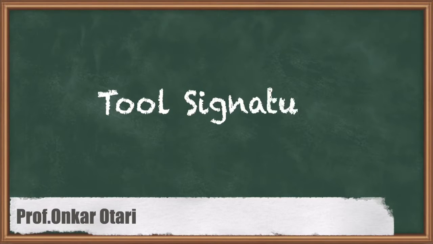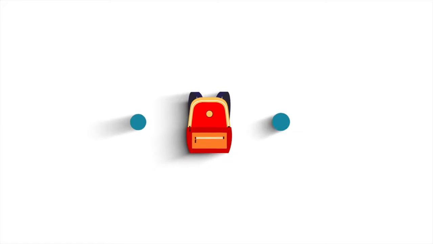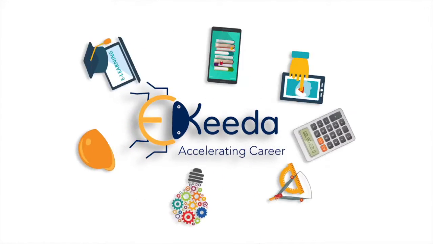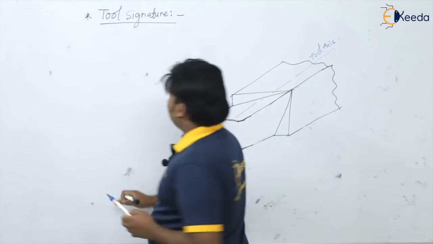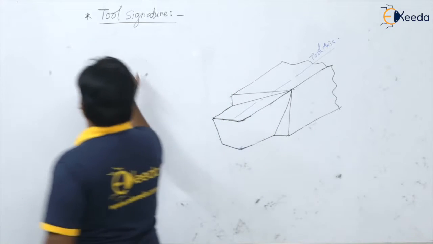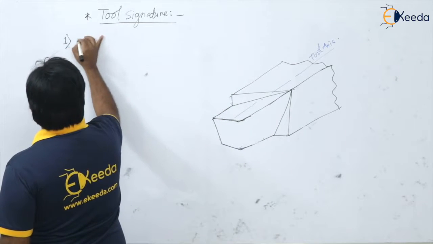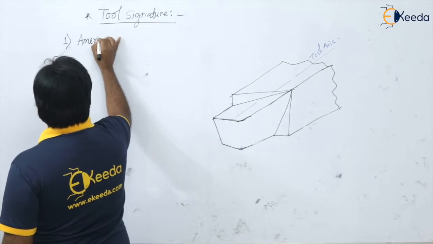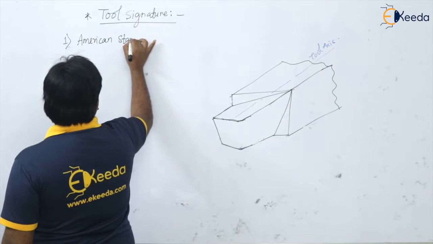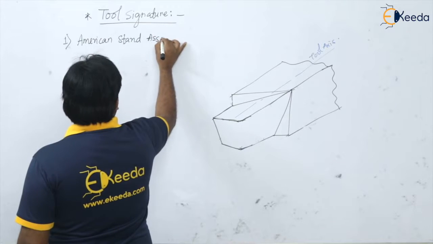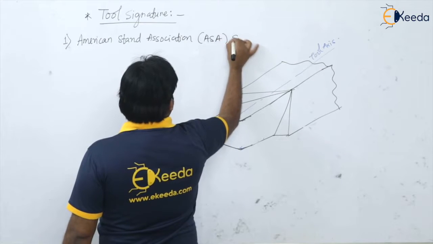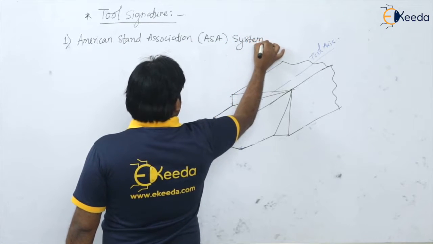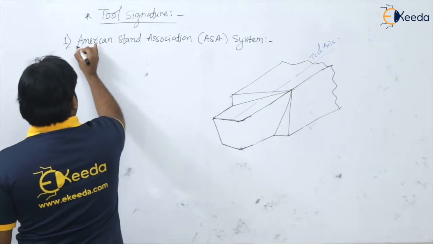So here we are going to see first the tool signature. Okay. So see, tool signature, the very first method of designating the tool is what? The American Standard Association, that is ASA system for tool designation. Okay.